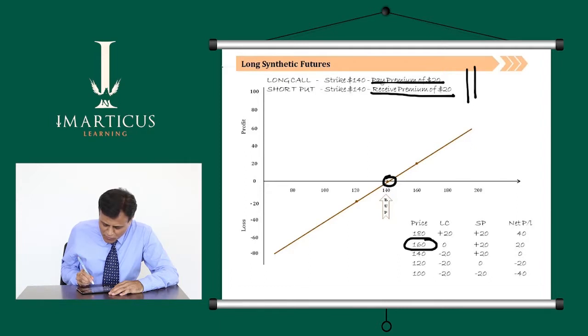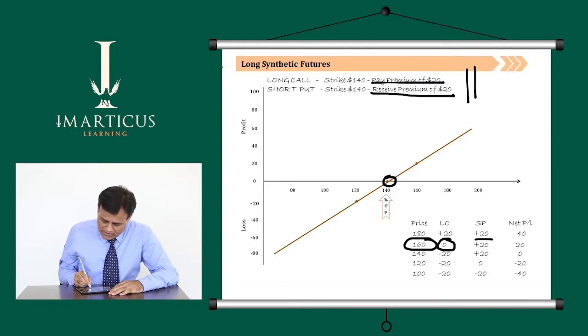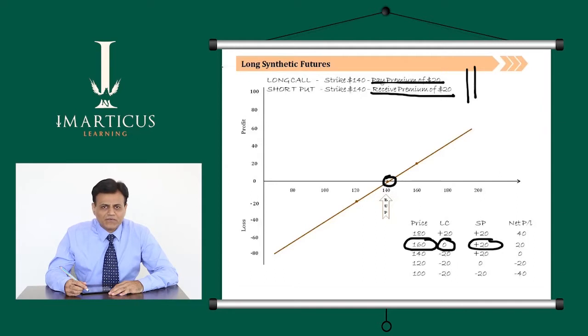Say for instance, if the price of crude were to rise to $160, in this case the long call will yield us a profit of $20, since we have paid $20 for the long call over and above the $140 strike. The short put will give us a profit of $20 because the buyer of the put will not exercise the option, hence we get to keep the $20 premium that we received when we went short on the put. This means that the net profit in this case would be $20.